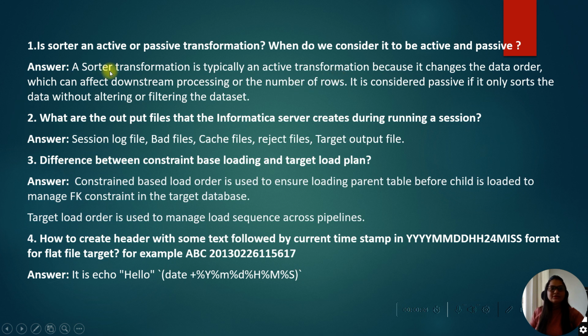So the answer is, a sorter transformation is typically an active transformation because it changes the data order, which can affect downstream processing or the number of rows. It is considered passive if it only sorts the data without altering or filtering the dataset.